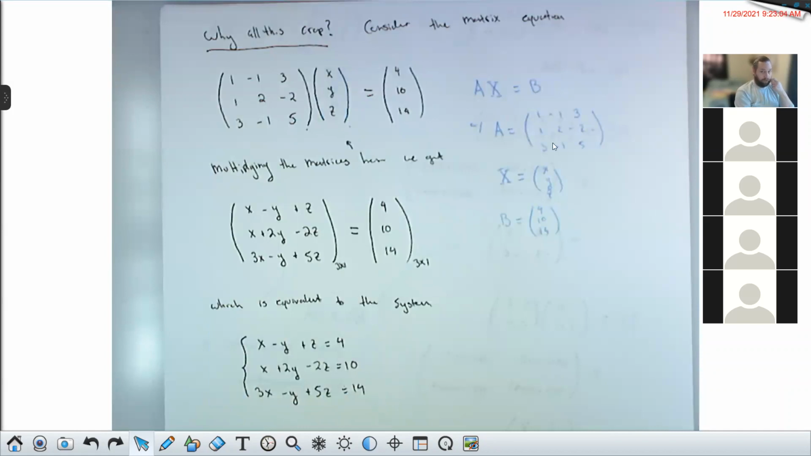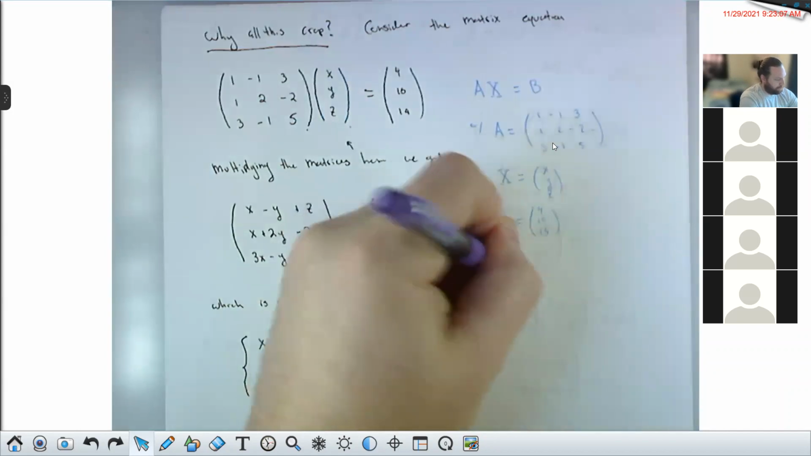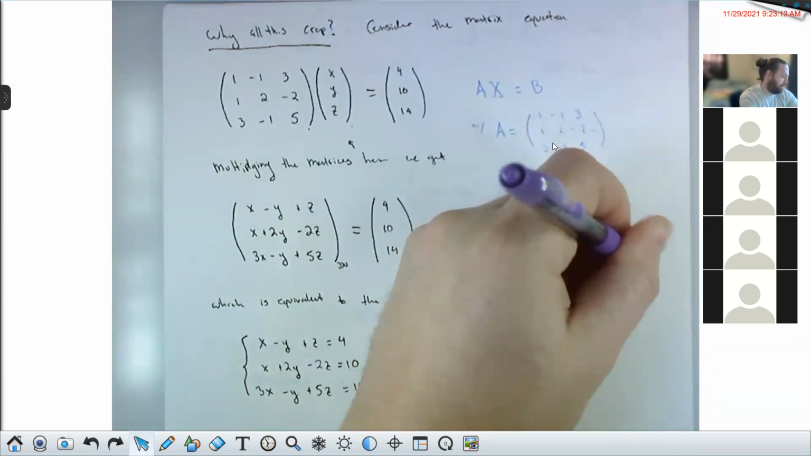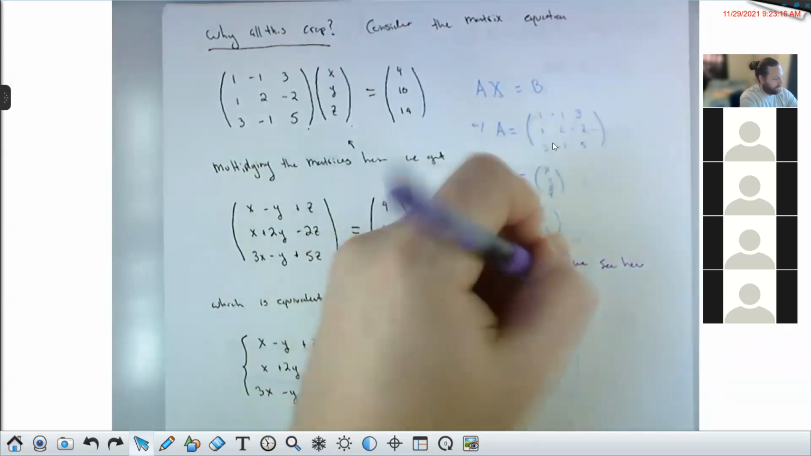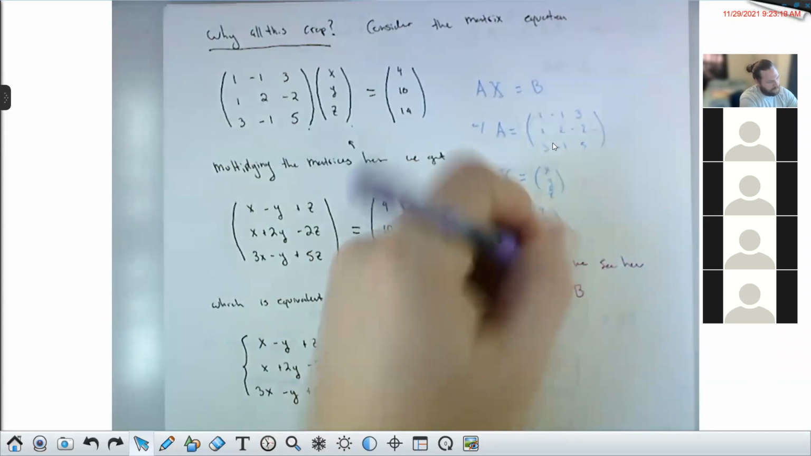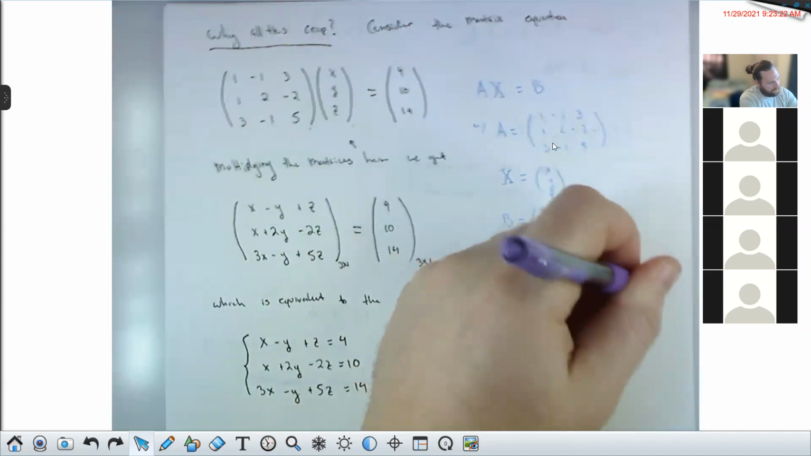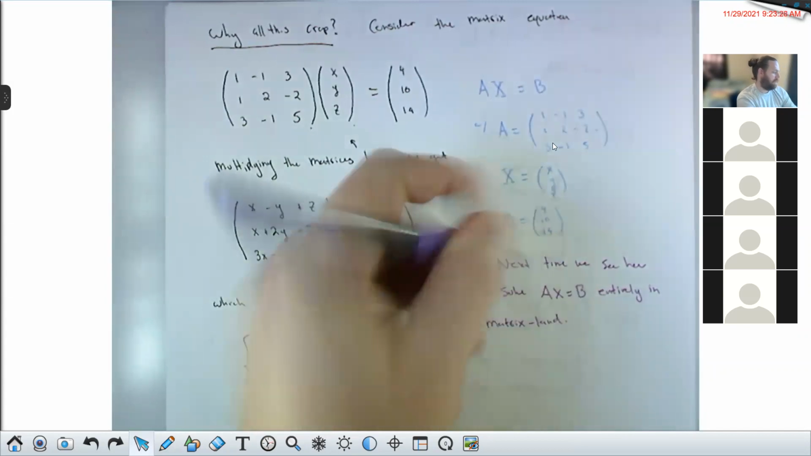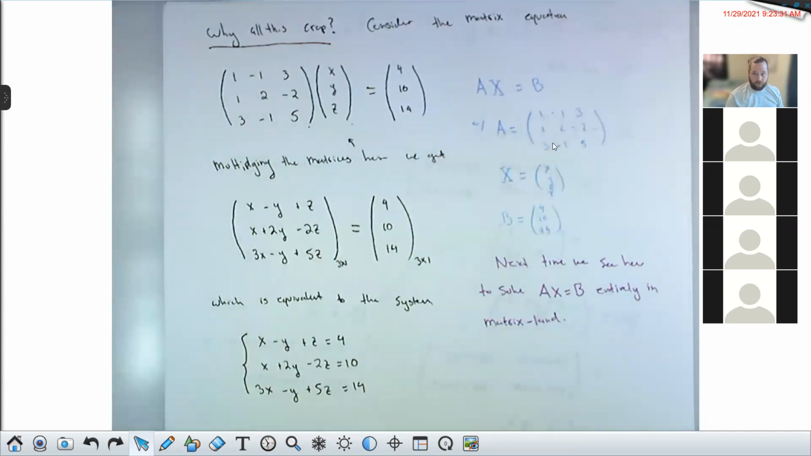Next time, I will show you how to solve AX equals B entirely in matrix land. So rather than doing all that ugly work with the systems, like from your last homework set, rather than row reducing a big matrix, you can set up this matrix equation and solve that. And this turns out to be a pretty cool thing.